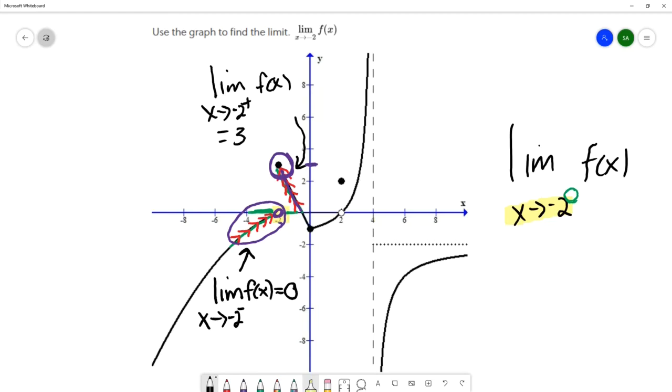And you can see that these limits are not agreeing with each other. In order for this limit that we're looking for to exist, it has to approach the same value on both sides. So since we're approaching different values on each side, this limit does not exist.